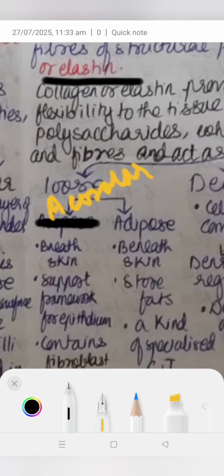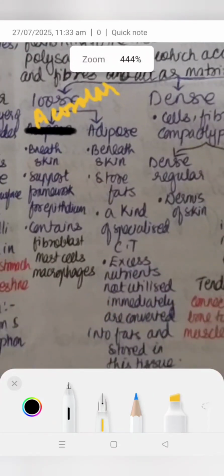Next we have adipose tissue, basically for storing fat, a kind of special connective tissue also located beneath the skin. In the adipose tissue, what happens, हम जब खाना खाते हैं, so obviously we have a lot of nutrients, and when the excess of nutrients are not immediately utilized by the body, they are converted into fats and stored in the adipose tissue. So excess nutrients which are not immediately consumed by the body are stored in the form of fats under this adipose tissue.